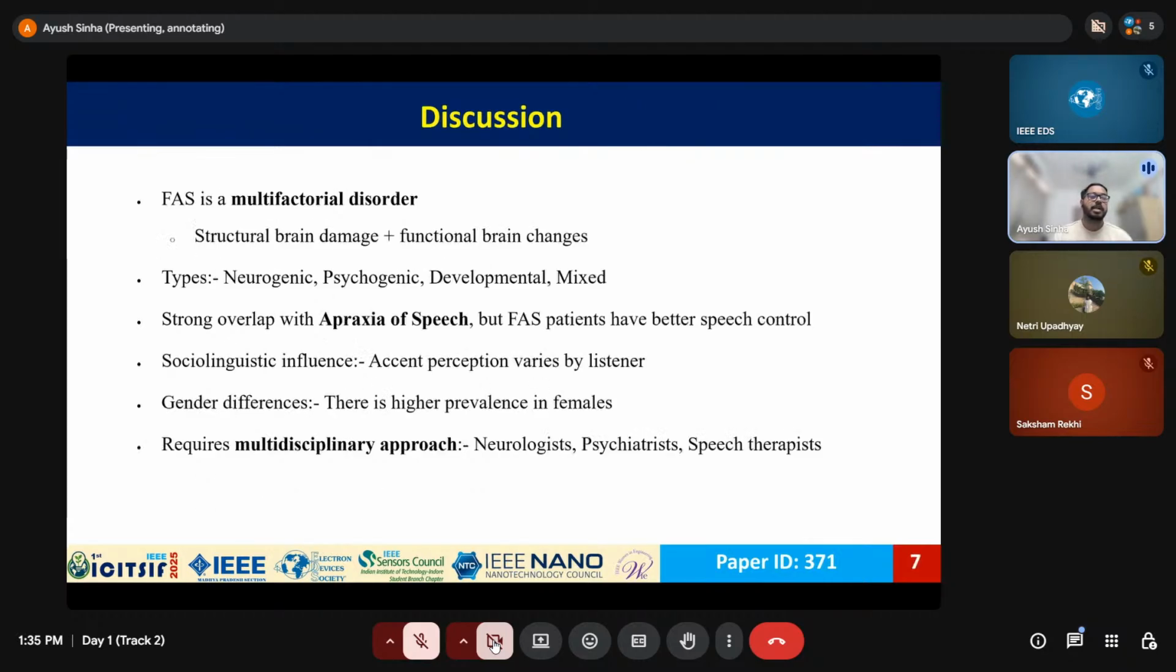Discussion. It's a multifactorial disorder. There are changes in the structural brain damage, and the functioning of the brain is also affected. There is a strong overlap with apraxia of speech, but patients have better control of speech than what is seen in apraxia of speech. Sociolinguistic influences: the accent perception varies by listener. For me, I will hear a different type of accent, and another observer will hear another.